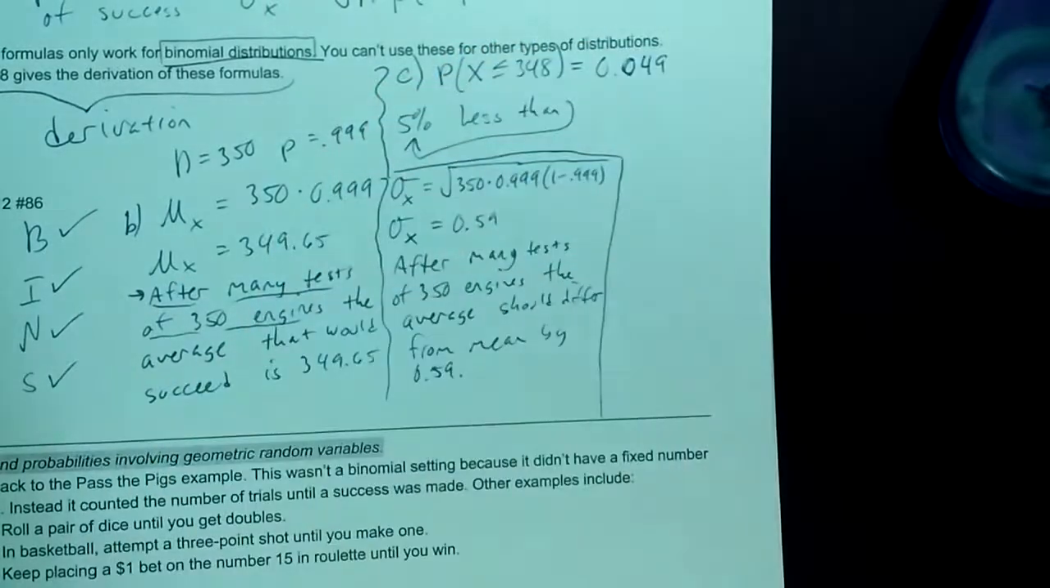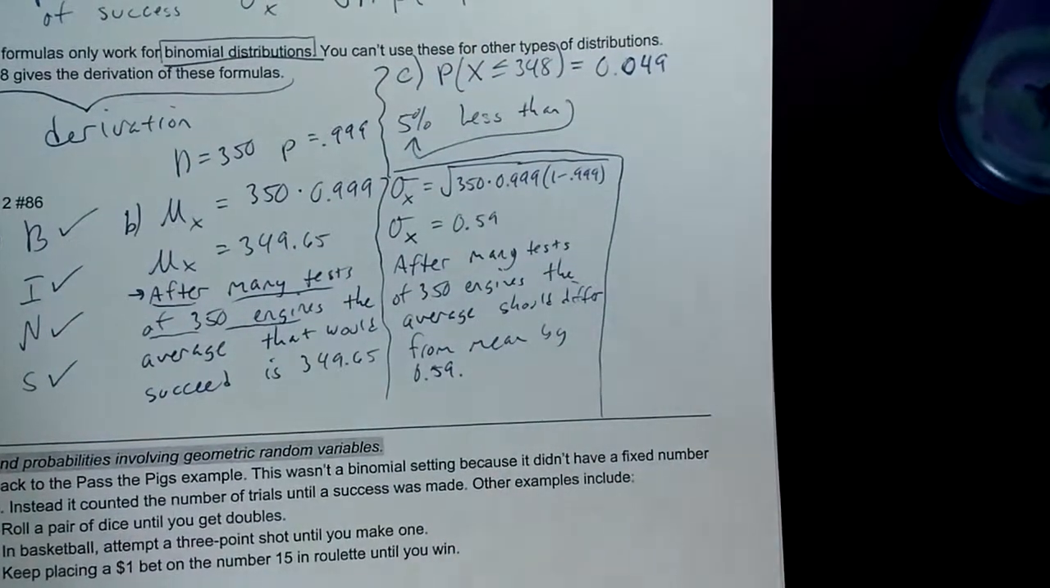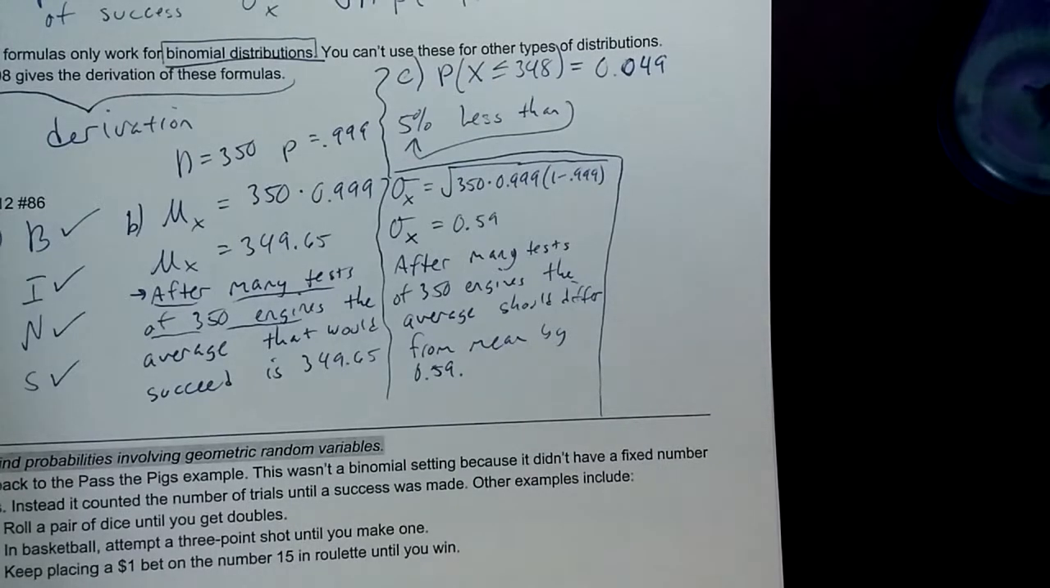And since that probability is so small, it's likely that these engines are less reliable than they're supposed to be, at 99.9% reliable. This event happened with less than a 5% chance of it happening. We say that it's statistically significant for it to happen. So we're going to say that this is less reliable than what the company is claiming.